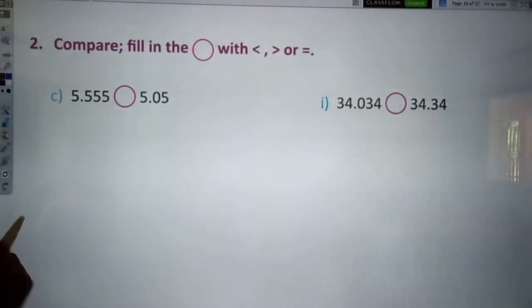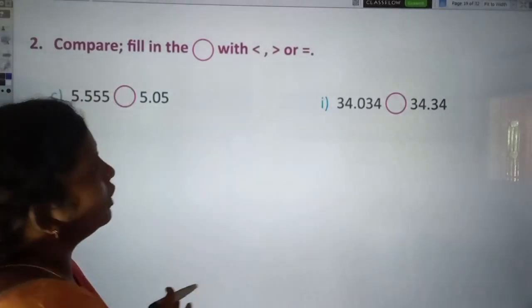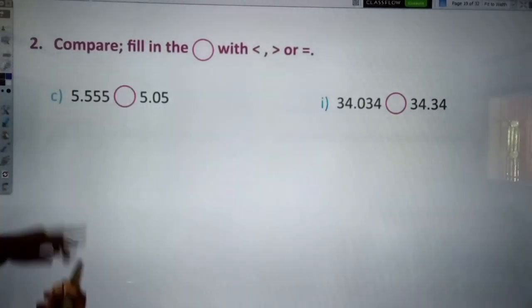Compare and fill in the box with less than, greater than or equal to symbol. See children, which is greater here?